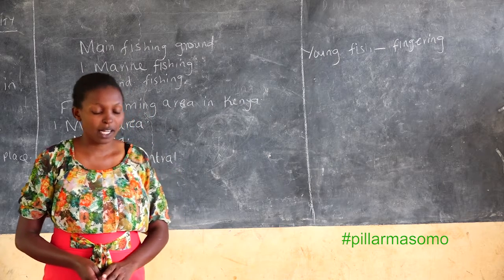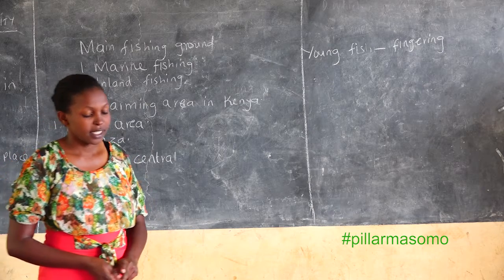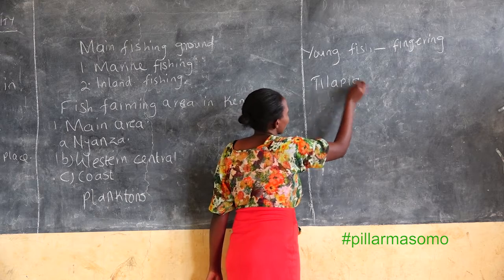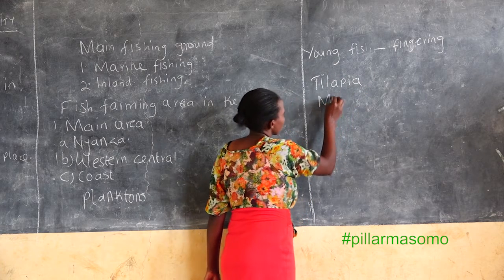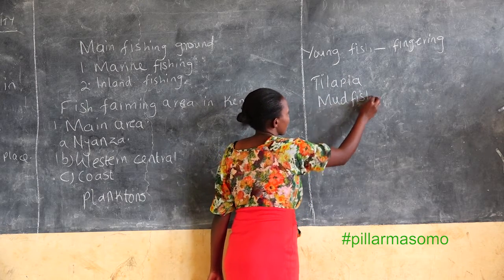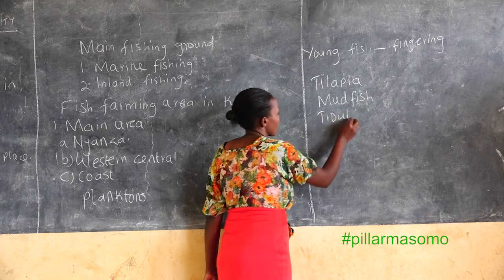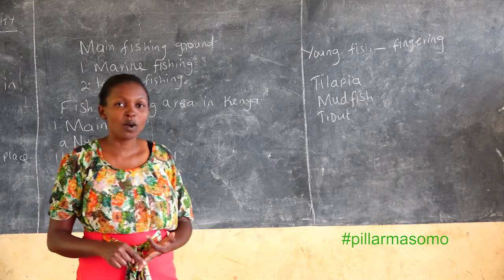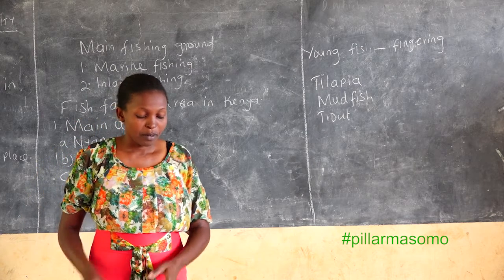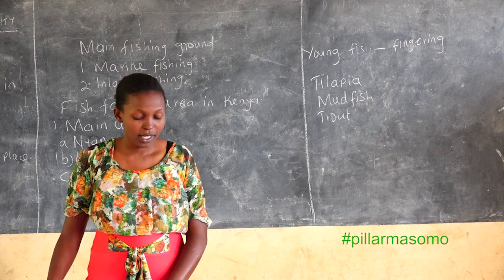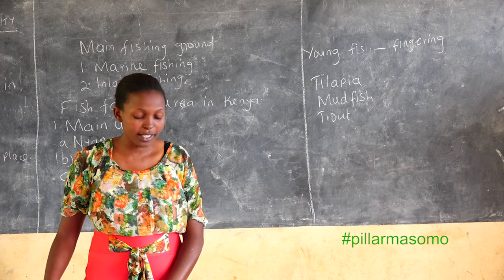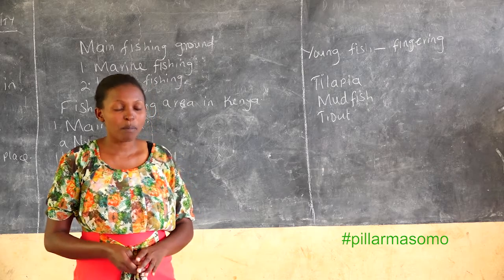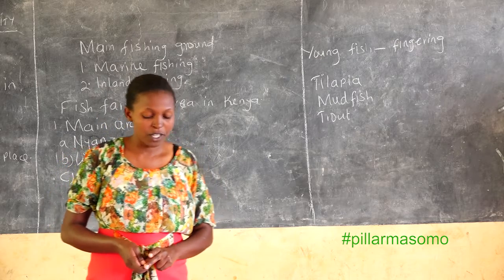The main fish which are kept in those places are tilapia. We have tilapia. We have trout, and also we have mudfish. Fish farming is becoming popular because it is cheap and requires less labor and also land. Then we continue on with the problems facing fish farming.